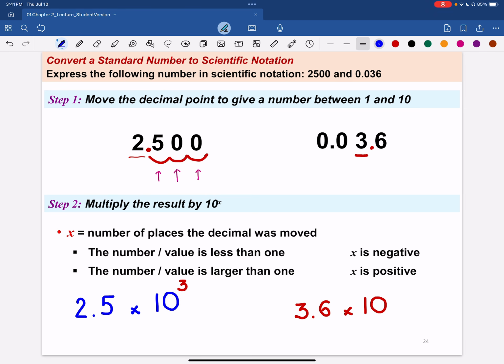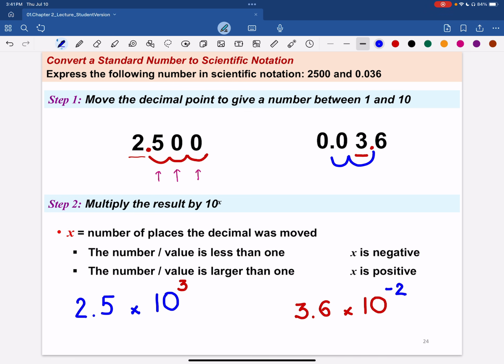Now we will move the decimal: 1, 2. We have moved the decimal place from here to here, so now we have to count backwards. So it's 1, 2. 0.036 is less than 1, so n will be negative. n equals negative 2. So 3.6 times 10 raised to the power of negative 2.